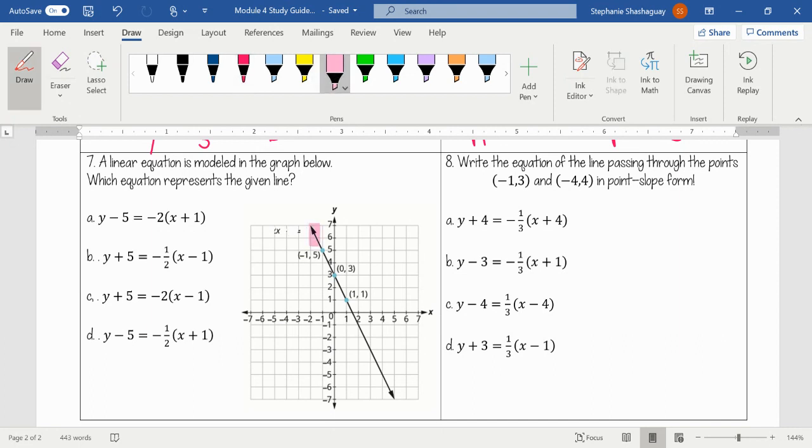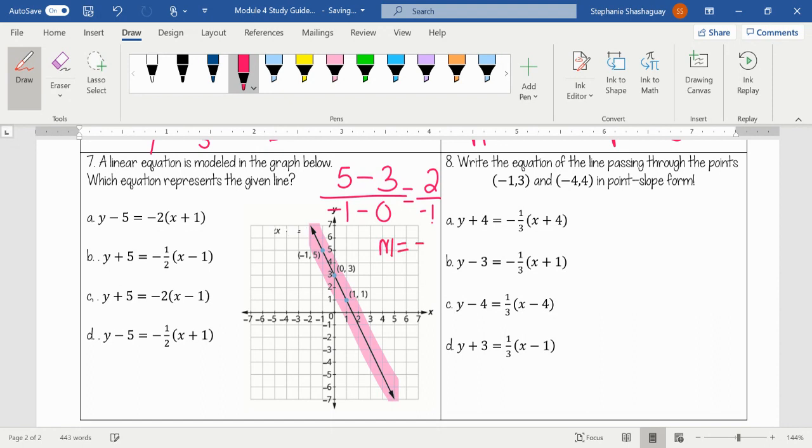So the first thing we need to do is find the slope of this line. So you can either do it by using the points, and they gave you 3 points in this example. So I'm going to go ahead and take my y value of 5 and subtract my y value of 3. And then I'll take my x value of -1 and subtract a 0. So 5 minus 3 is 2. -1 minus 0 is -1. So that means that my slope is going to be equal to -2. Okay, now that I have my slope of -2, I can eliminate 2 of my answer choices.